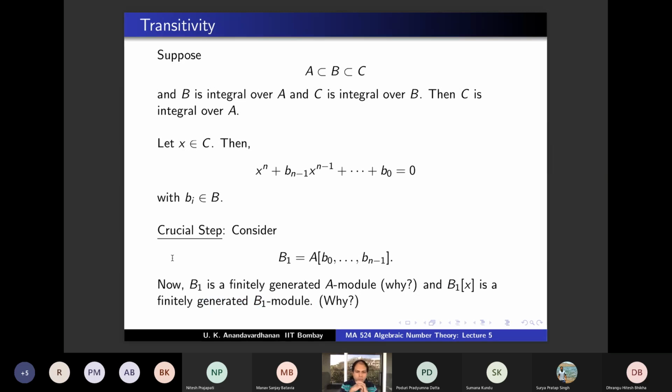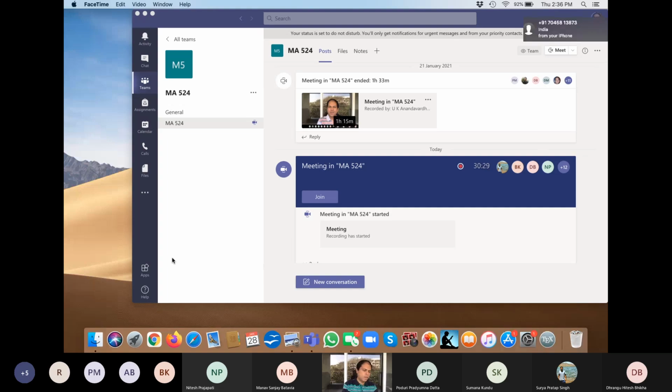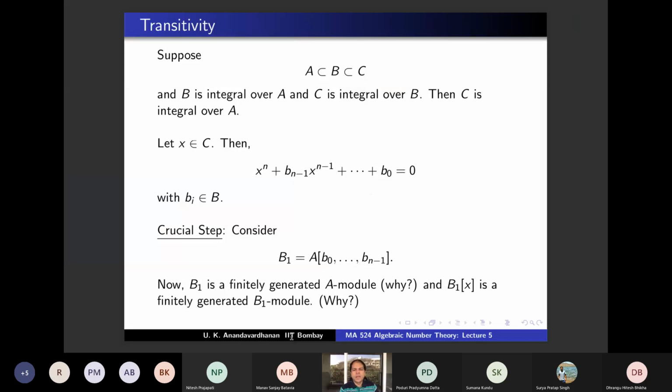We have got B1[x] is a finitely generated B1 module, and, sorry, what happened when the phone rang? My screen disappeared. Okay, you can see, no? So B1 is a finitely generated A module. So B1[x] is a finitely generated B1 module, and B1 is a finitely generated A module.